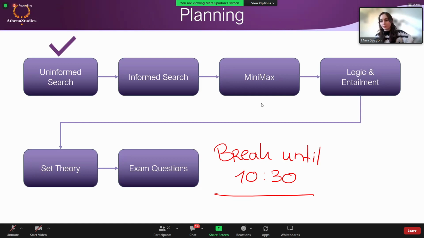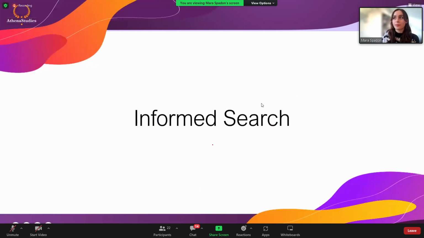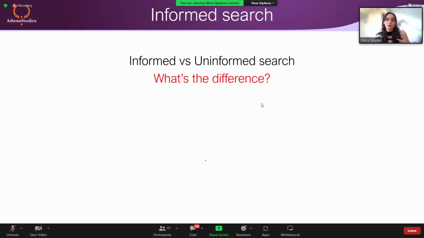Okay, so the break is over. Let's move on with informed search now. Okay, so we just talked about uninformed search. Now we're going to talk about informed search.